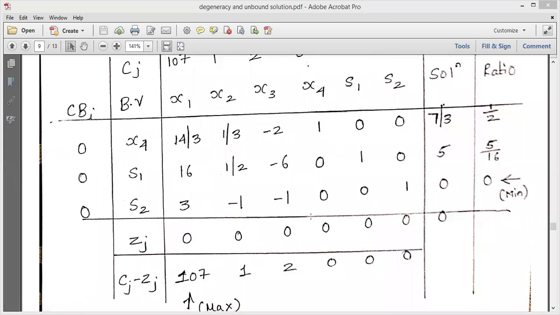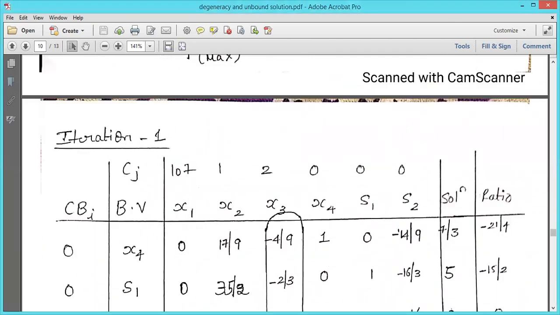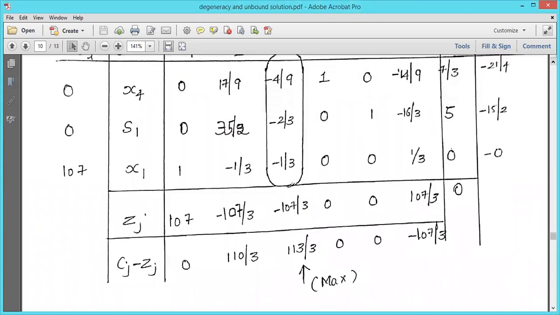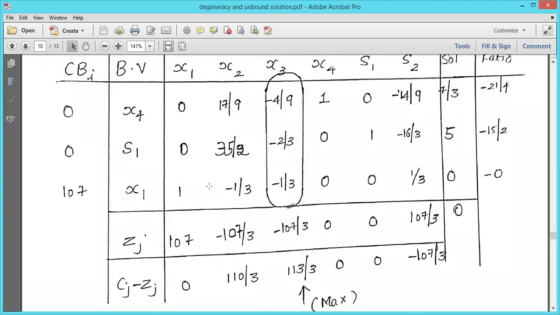Now after doing all the row operations, we have all these values. These are the values obtained after performing the row operations. Now we have to find Zj and Cj minus Zj. After computing Cj minus Zj, we have the values 113 by 3, 0, 110 by 3, 113 by 3, 0, 0, minus 107 by 3. Again, this is a maximization problem. We have to consider the maximum value. So this is the maximum value. So X3 is our key column.